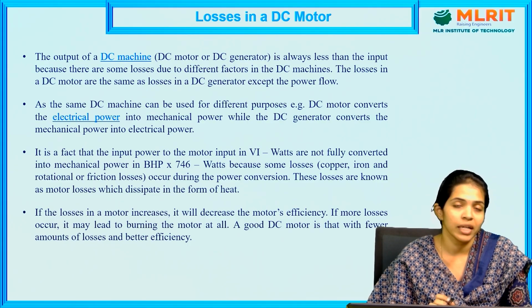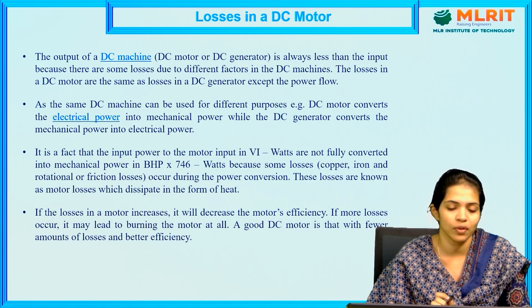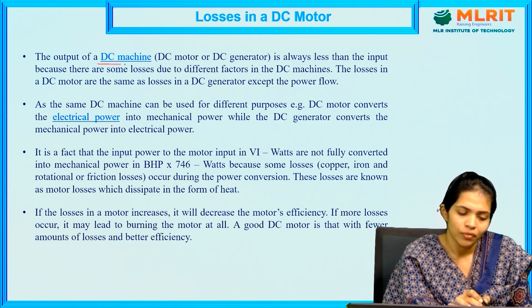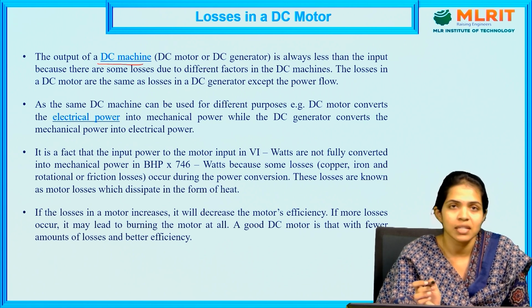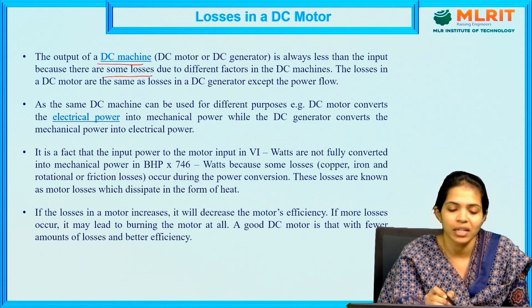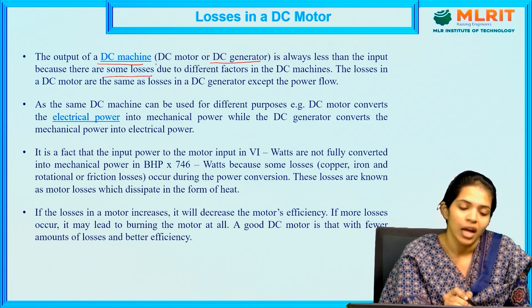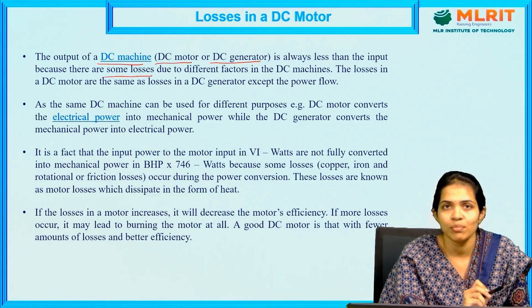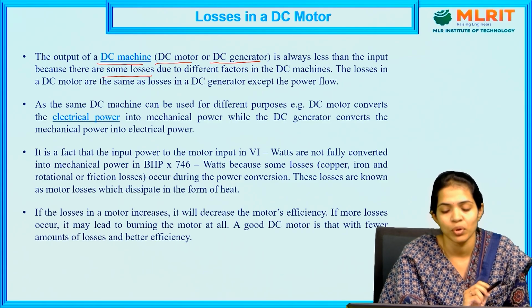Before calculating the efficiency of a DC motor, we are first going to discuss the different kinds of losses which occur in a DC machine. We know that the output of a DC machine is always less than the input. Why is it less than the input? Due to the losses occurring in the machine. When the machine acts as a generator, the input given is mechanical and the output drawn is electrical. When we consider the DC motor, the input given to the motor is electrical and the output drawn from the motor is mechanical.